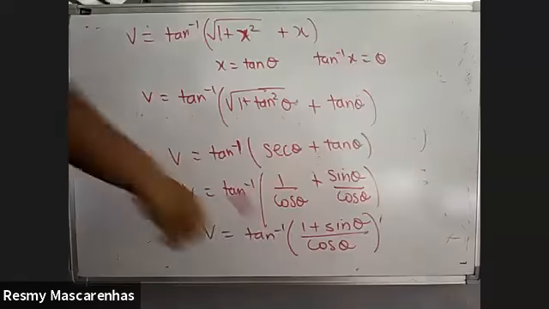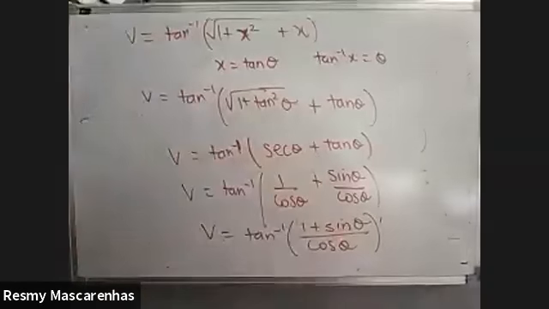Just now the formula I've used. What is the 1 plus sin theta formula? Use that. 1 plus sin theta is nothing but cos theta by 2 plus sin theta by 2, the whole square.